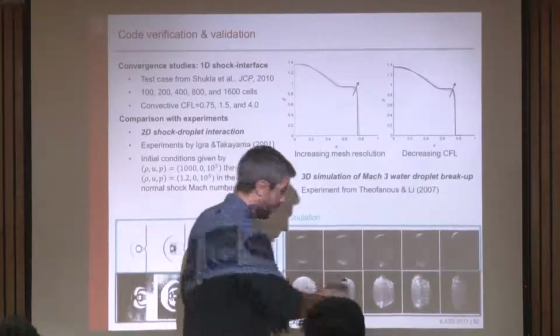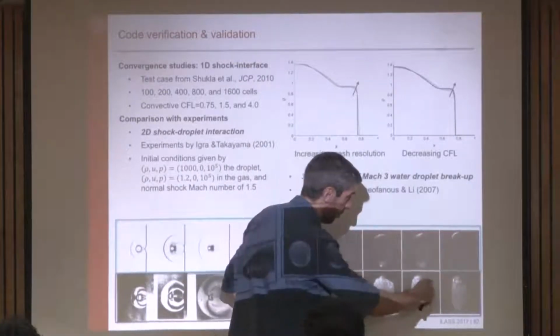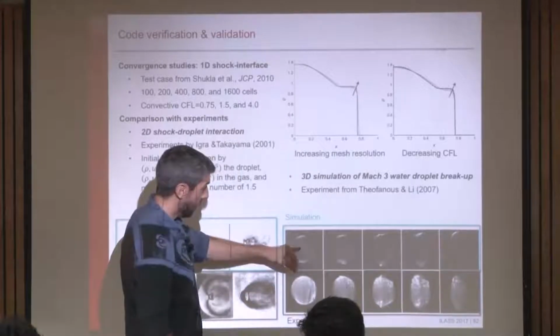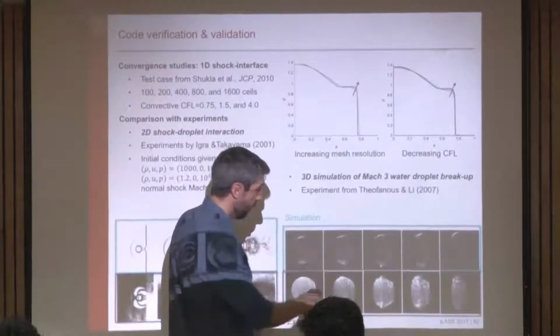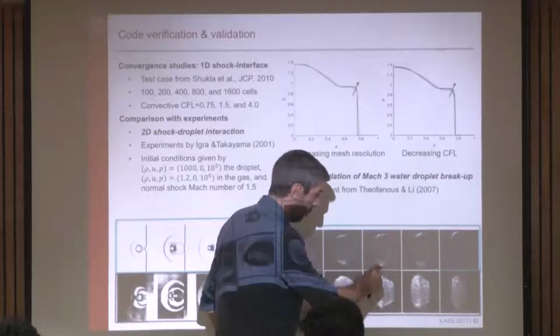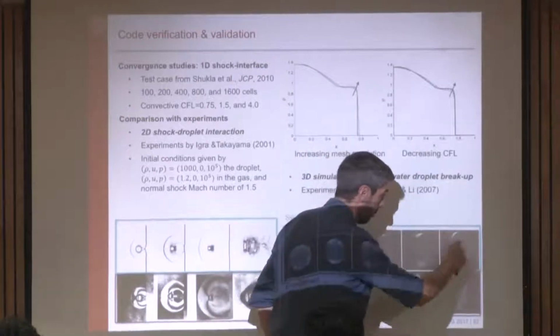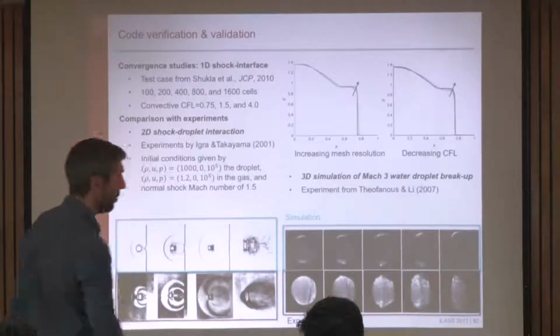So you can see the drop flattens and we start pulling liquid from the side. I don't know if you can really see from the simulations, but the same thing happens. The drop flattens a bit and we form ligaments on the side that are being pulled off. Yeah, I'm not sure you can really see this.